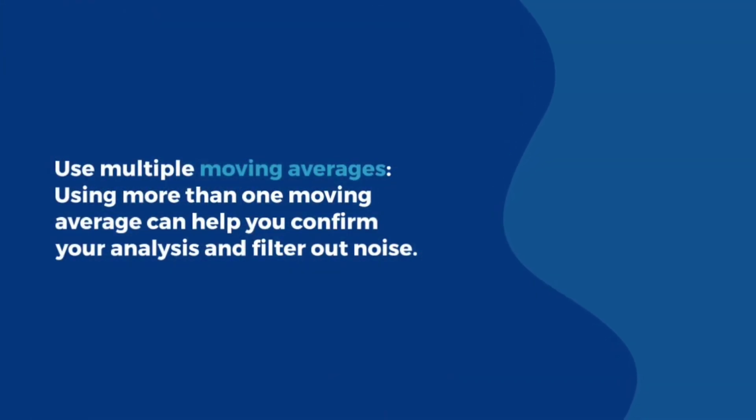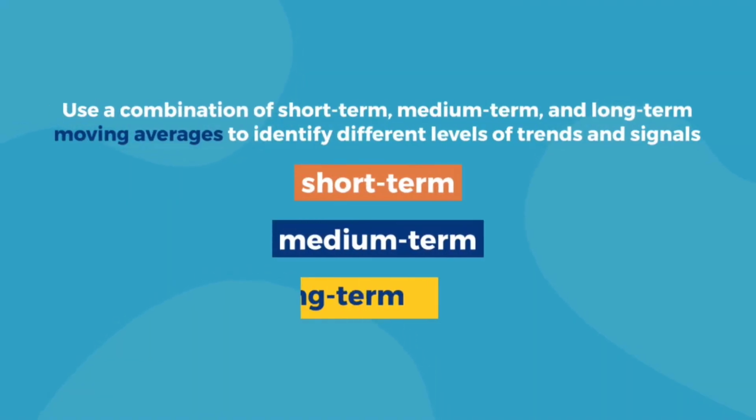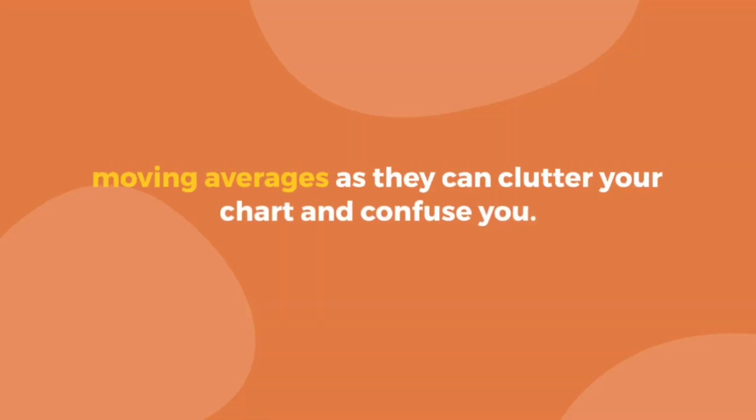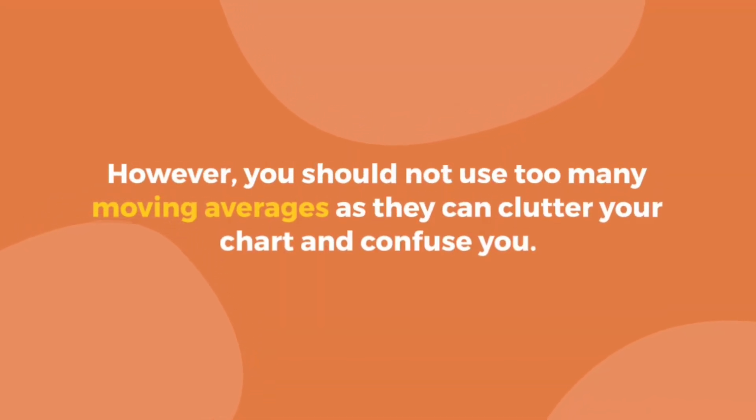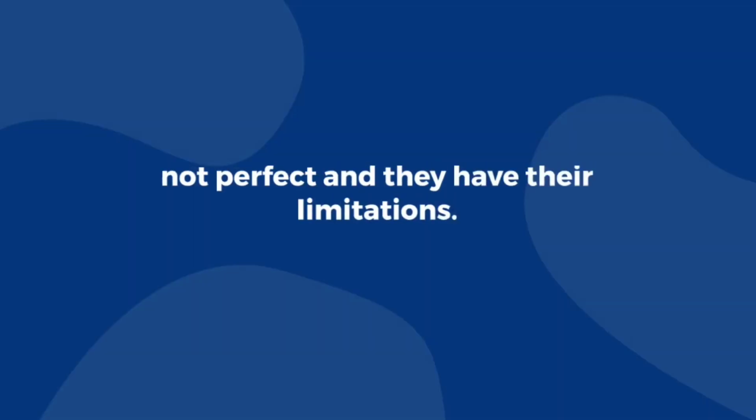Therefore, you need to find a balance between accuracy and speed that suits your trading strategy and time frame. Use multiple moving averages. Using more than one moving average can help you confirm your analysis and filter out noise. For example, you can use a combination of short-term, medium-term, and long-term moving averages to identify different levels of trends and signals. However, you should not use too many moving averages, as they can clutter your chart and confuse you.